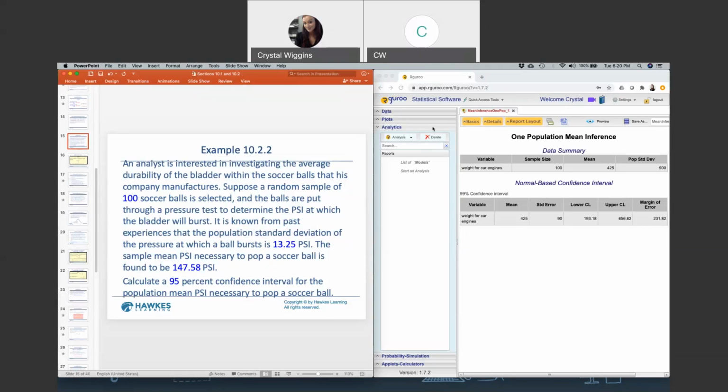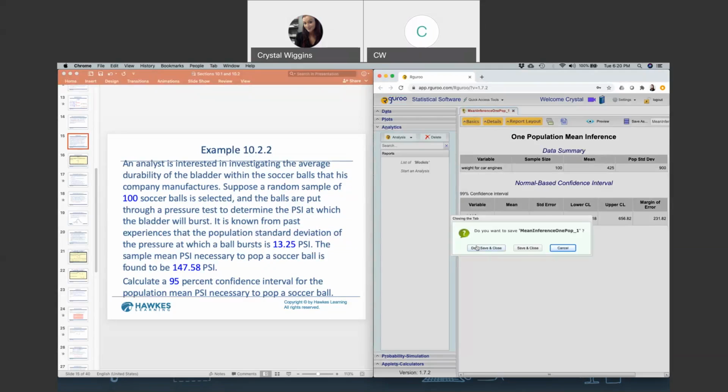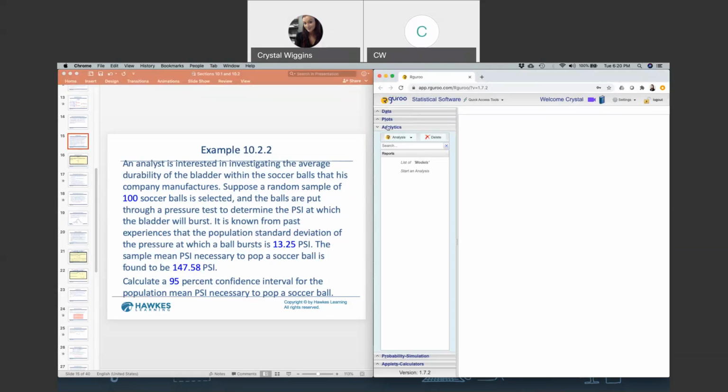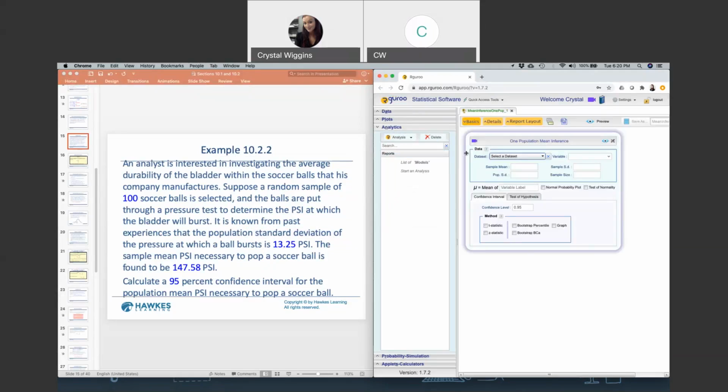So we're going to come over here, we'll start fresh, go over to analytics, analysis, mean inference, one population. Type in the sample mean that's given. They give us a sample mean of 147.58.